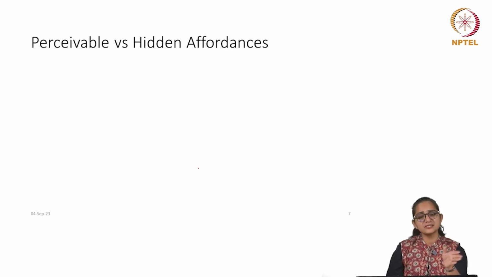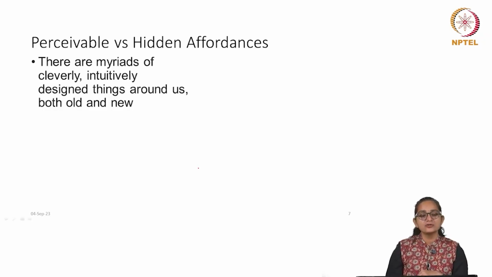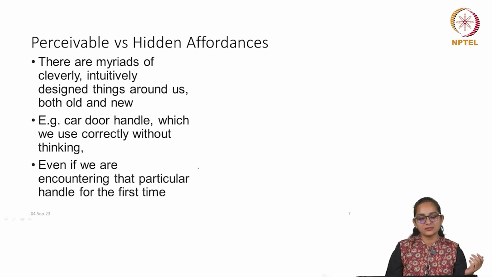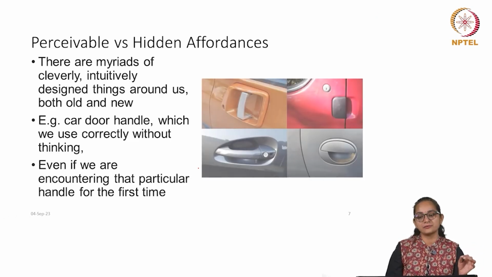So, let us try to understand perceivable versus hidden affordances first. If you look around, there are a lot of cleverly and intuitively designed things around us, such as a car door handle, and I like to give this example in my class as well, which we know how to use without even thinking, right. Even if we are encountering that particular car handle for the first time. Roughly they all look like this, right. It may be very different design wise, form wise, shape wise, but just by looking at it we know how to use it.